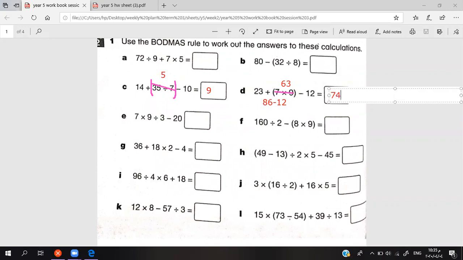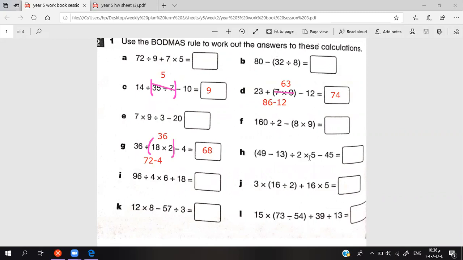I answered E and F. Now it's time for G and H. Plus, times, and minus. Definitely, I'm gonna do the multiplication first. 18 times 2 is a 36. Now 36 and 36 is a what? Is a 72. 72 minus 4, the answer is 68.